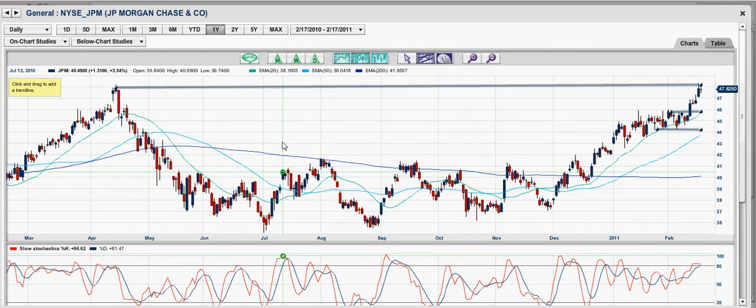JP Morgan Chase has a double top pattern. Chances are it will pull back, and I'd pull back quite a bit. But if I were you, I would set up a tight stop right above this moving average, which would put you at around a $48.50 stop.